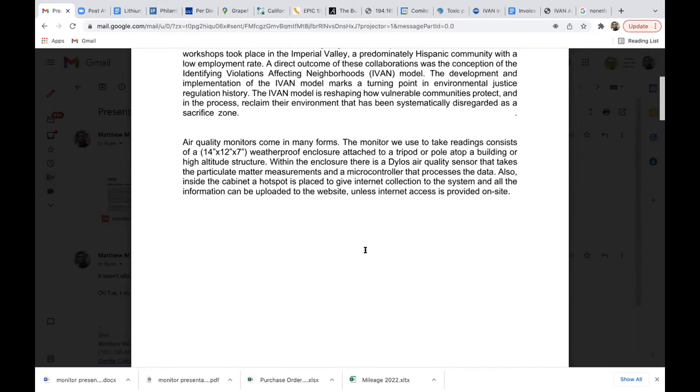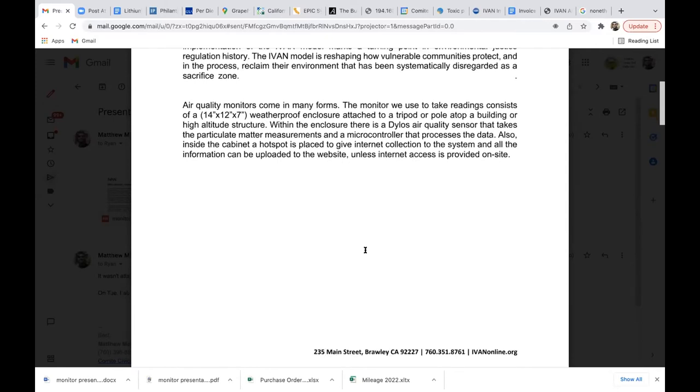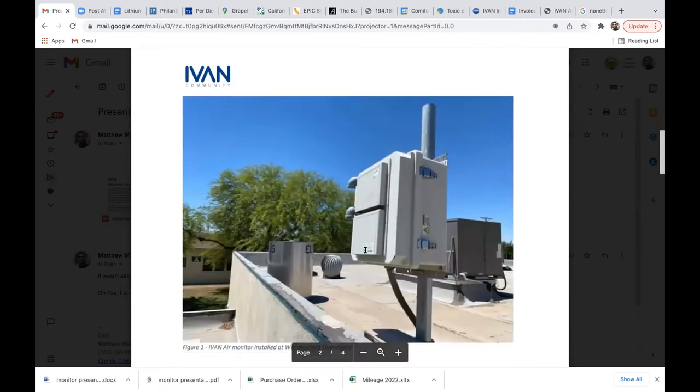Within the enclosure, there is a Diodes air quality sensor that takes the particulate matter measurements and a microcontroller that processes the data. Also inside the cabinet, a hotspot is placed to give internet connection to the system, and all the information can be uploaded to the website unless internet access is provided on site. That is what the enclosure looks like.